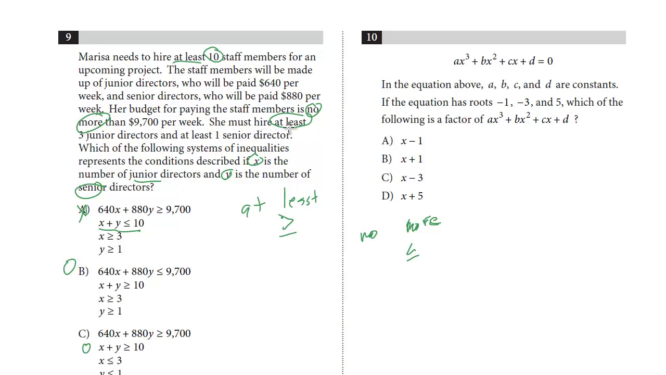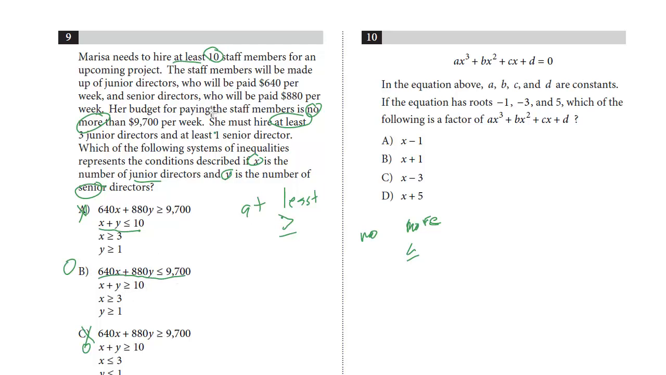She must hire at least 3 junior directors and at least 1 senior. Again, at least means greater than or equal. So the junior directors have to be greater than or equal to 3. The senior directors at least have to be greater than or equal to 1. We already had it down to B and C previously. These are both greater than or equal to. Junior directors greater than or equal to 3, senior greater than or equal to 1. This works. This is already out. So if you're looking for shortcuts, you could see right away it has to be B. Let's just take a look at the last one.